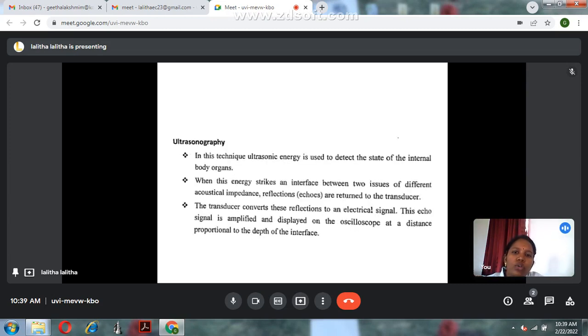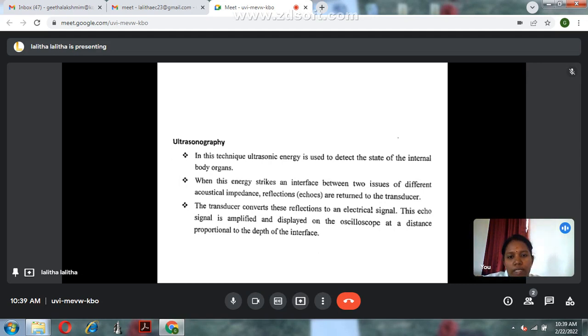Next, ultrasonography. In this technique, ultrasonic energy is used to detect the state of the internal body organs.